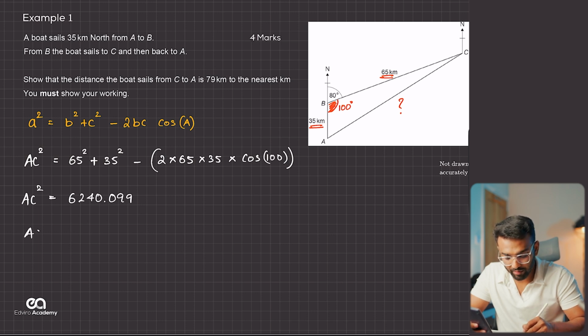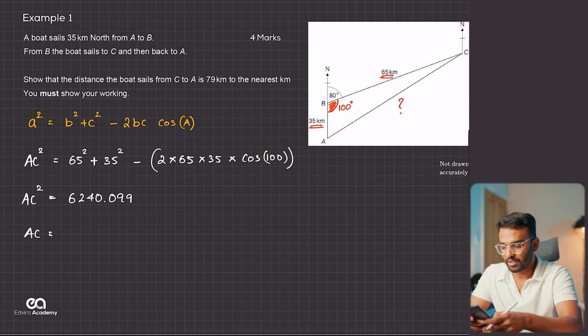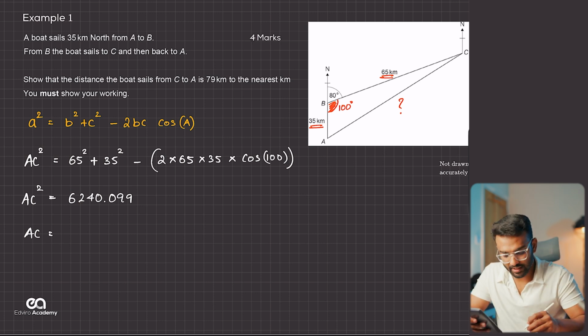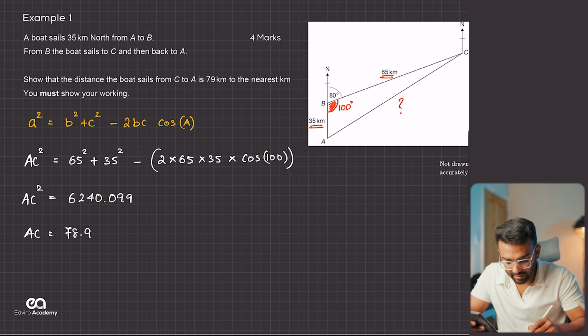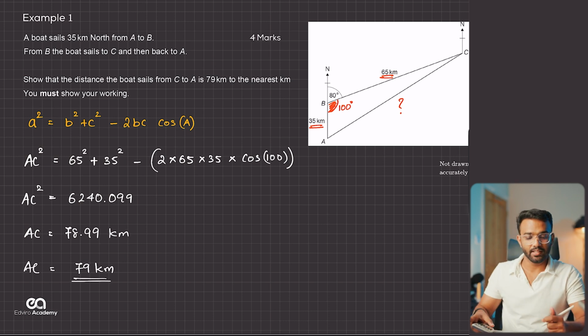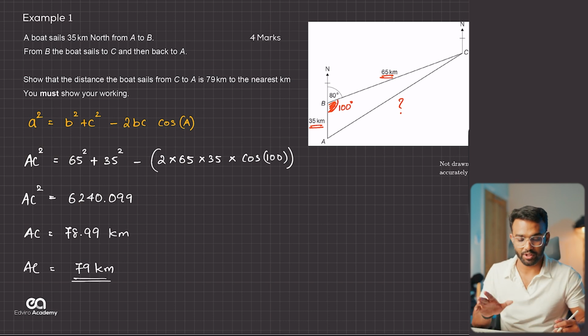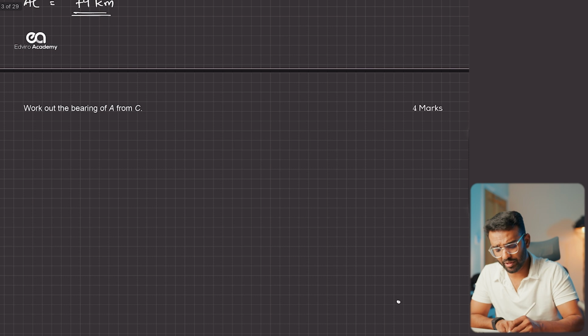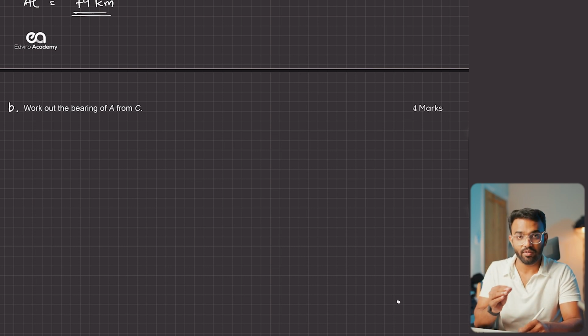6240.099, and we got to work out the square root of it. So square root of my answer is 78.99 kilometers, which when rounded is about 79 kilometers. And there we go. So we have got 4 marks to do that. And we're going to part B of this one. Work out the bearing of A from C.